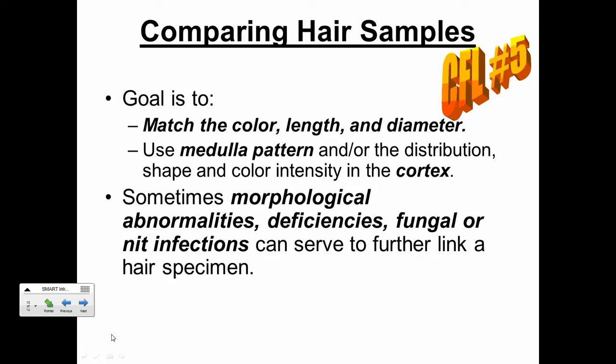So if there are abnormalities in the outer appearance, isn't that going to make it easier to identify where that hair may have come from? If they have something weird with their hair, that's going to make it easier to identify if it might closely resemble hairs found at the scene of the crime. Deficiencies, infections, you can get fungal infections.